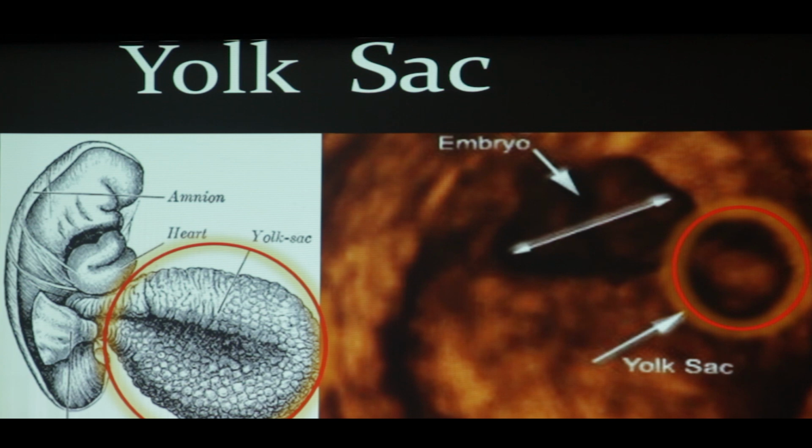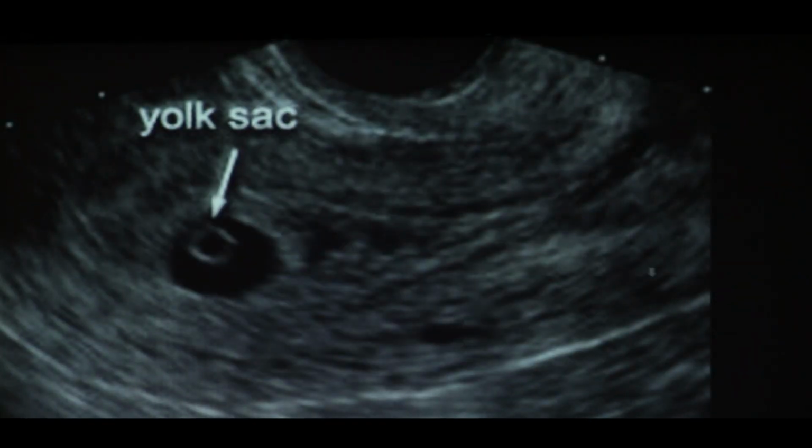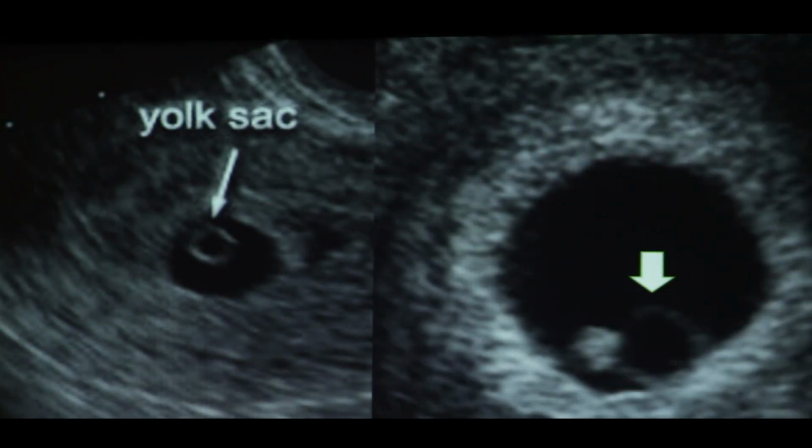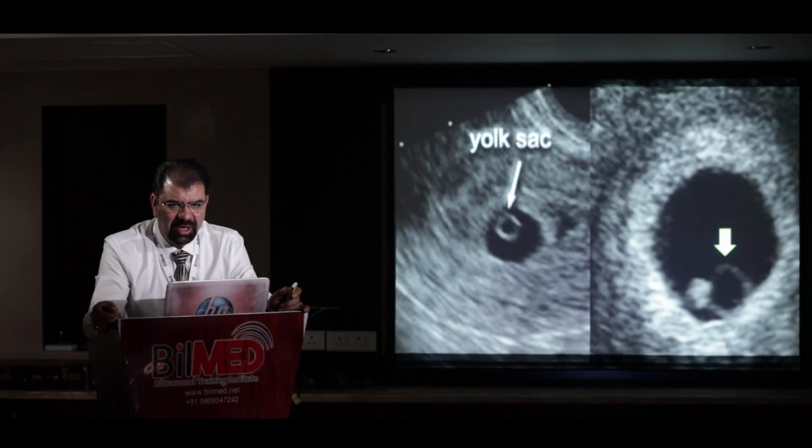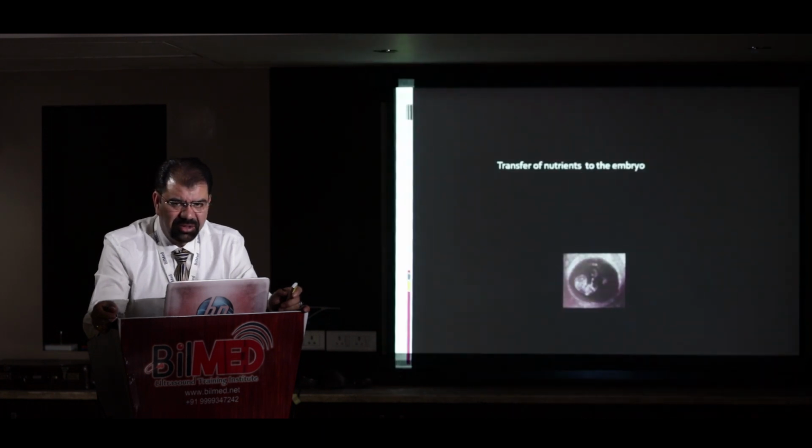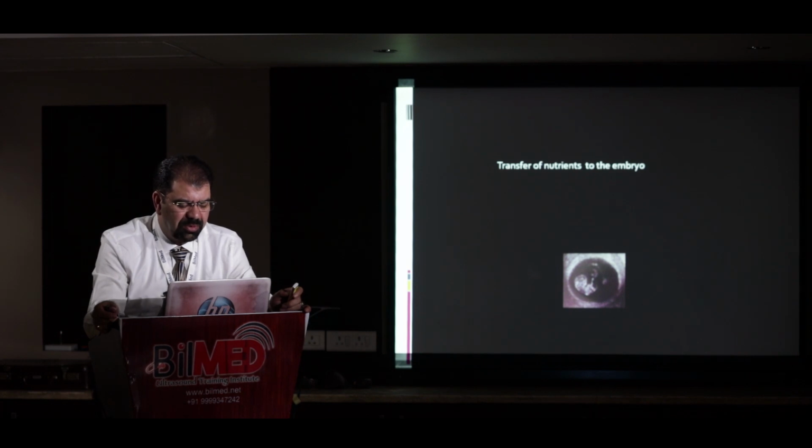Now on ultrasound, how will it look? It will look jet black, a round, not oval, structure with an anechoic lumen, and the walls are bright. But the point is not the wall at this point of time, but the lumen, which is jet black only. As already said, this is responsible for the transfer of nutrients to the embryo.